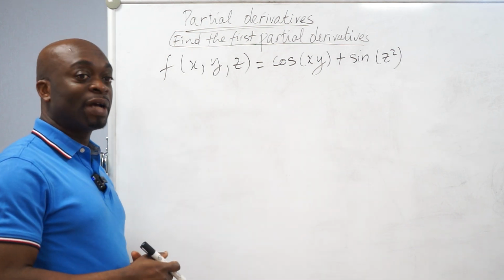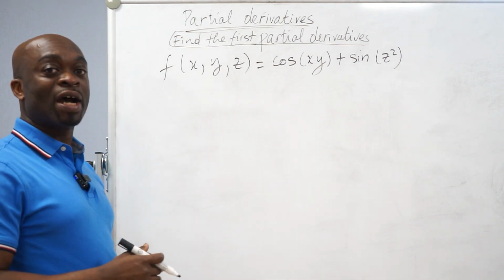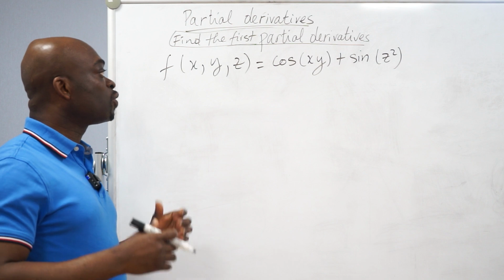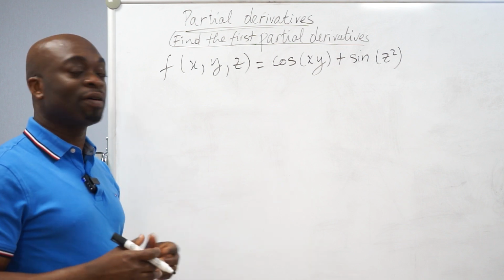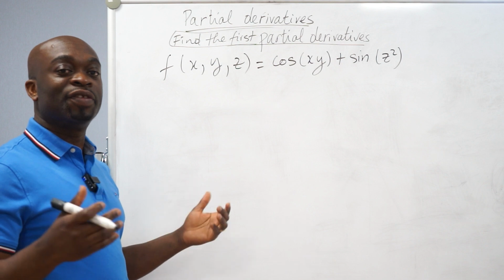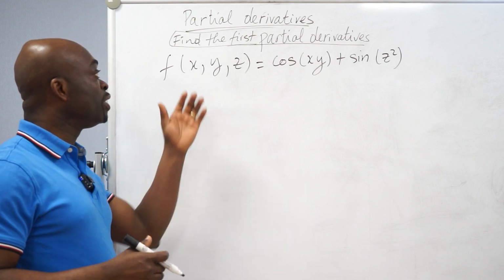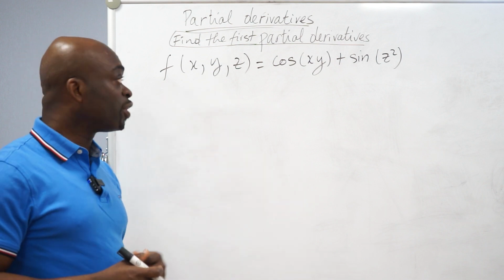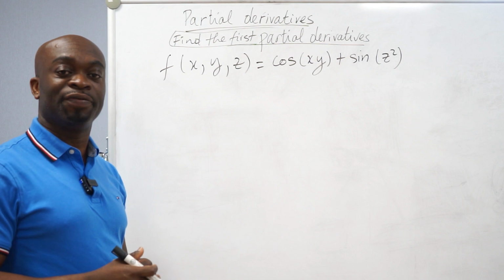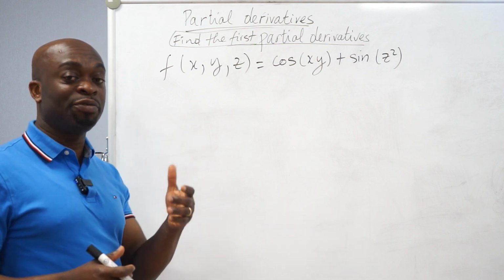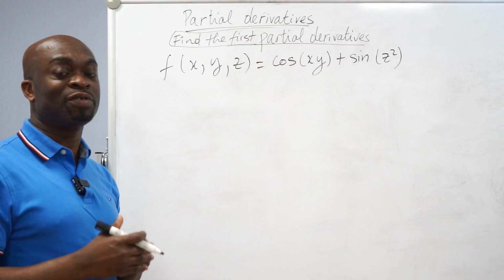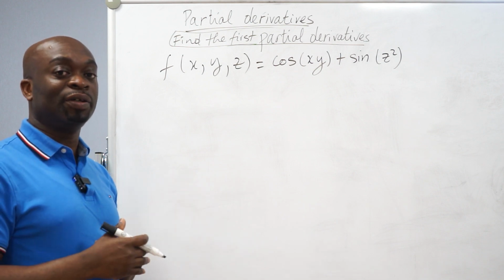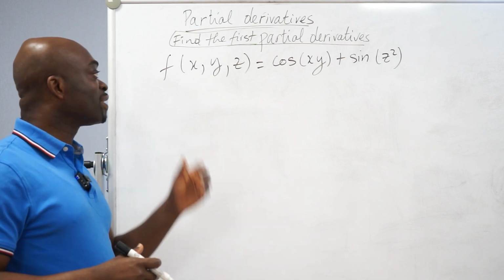We have f of x, y, z equals cosine of xy plus sine of z squared. So this is the problem that we have in front of us. And then we're still going toward the first partial derivative. Okay, so the first partial derivative, because we're going to talk about the second partial derivative as well, a little later. So now this is how we do it.